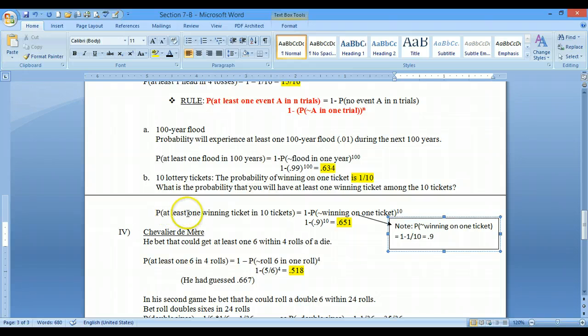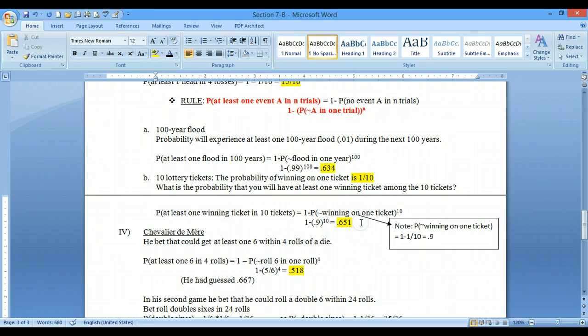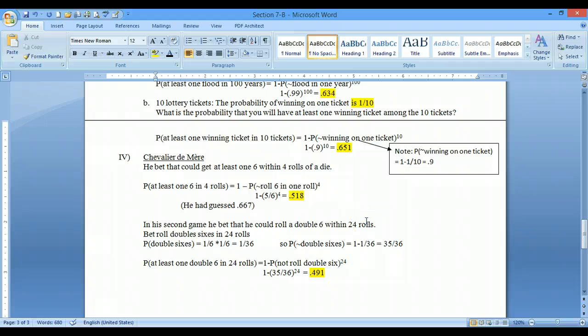The probability of at least one winning ticket in 10 tickets is 1 minus, just like the equation, 1 minus the probability of not winning, which we found is 0.9, raised to the number of trials, which I have 10 tickets, gives me 0.651.